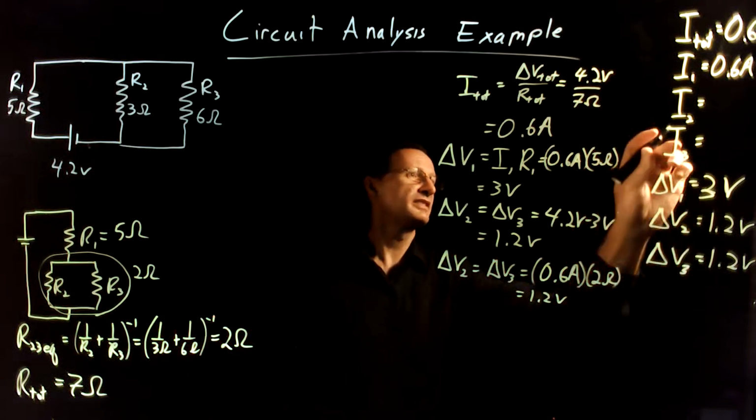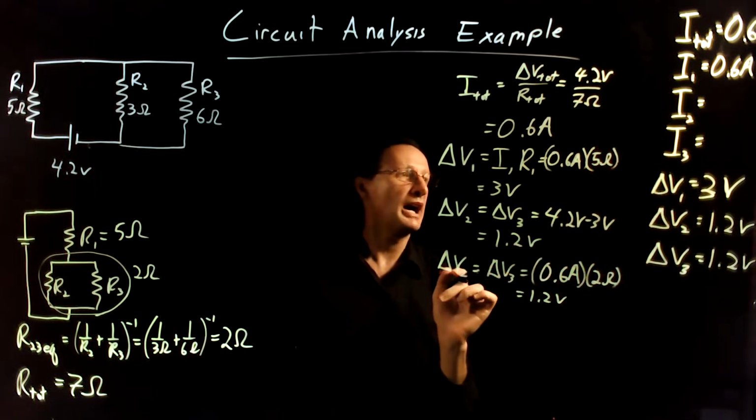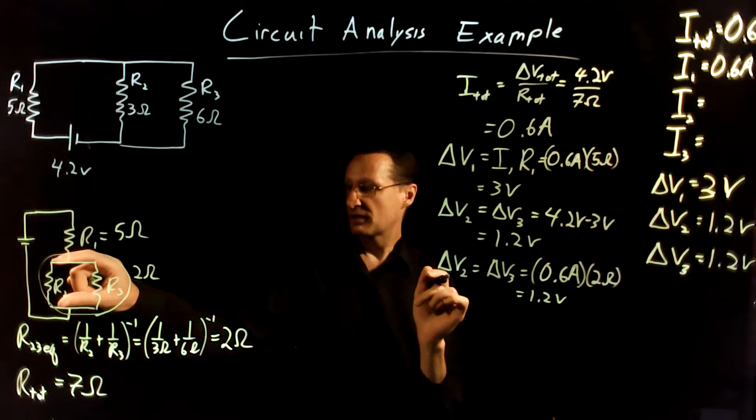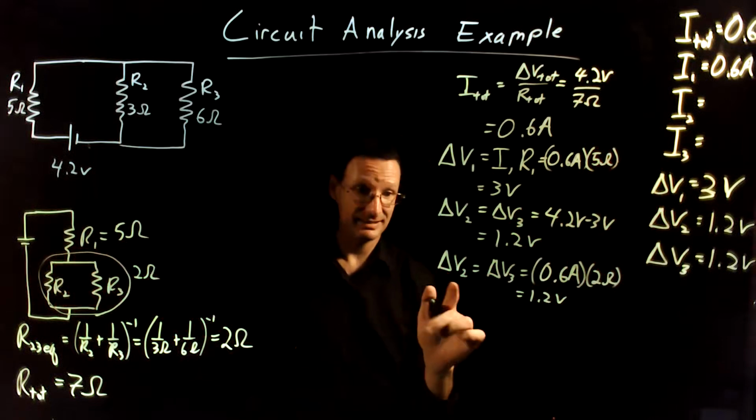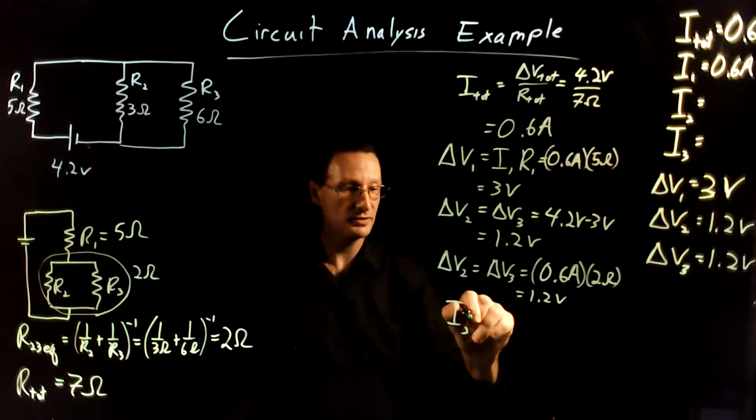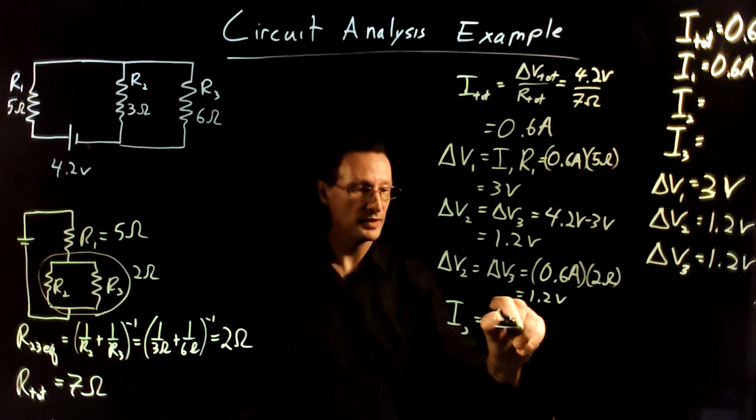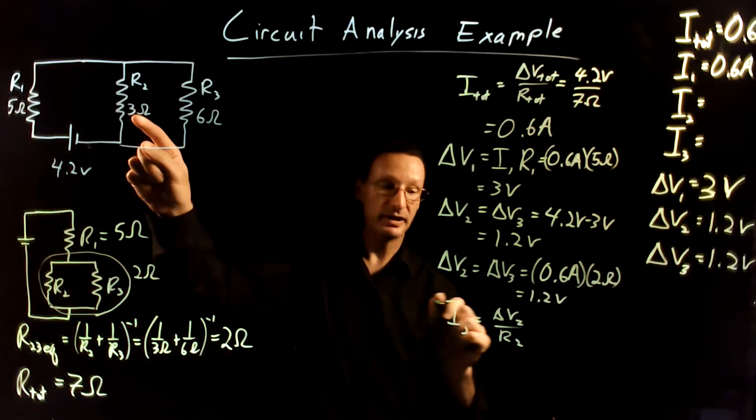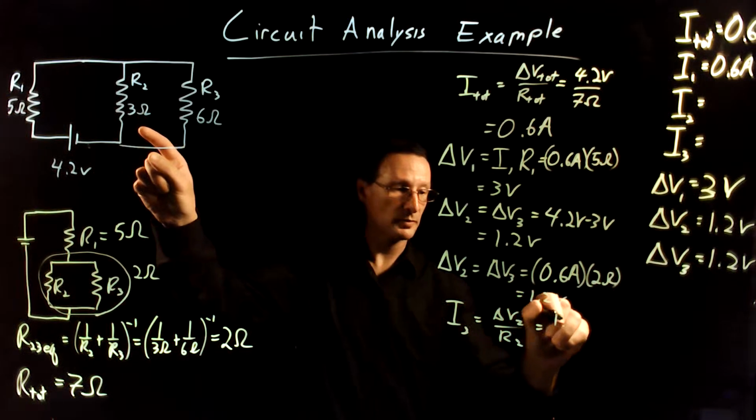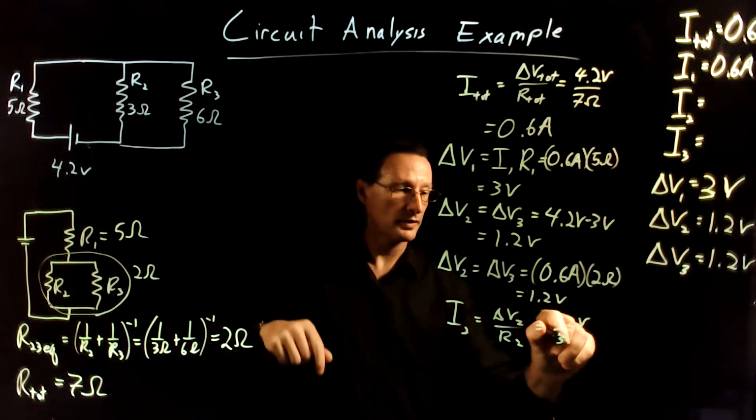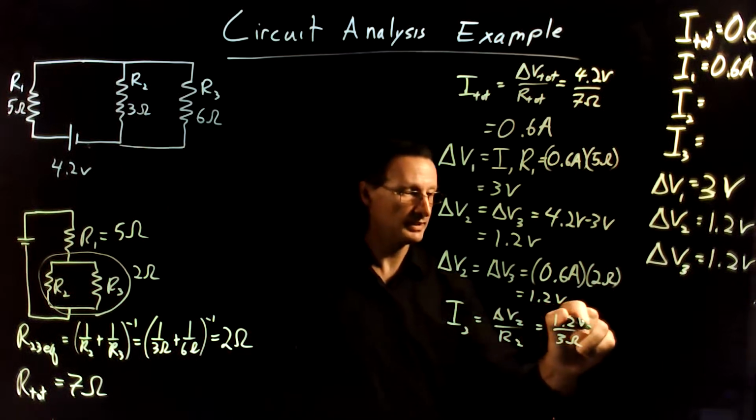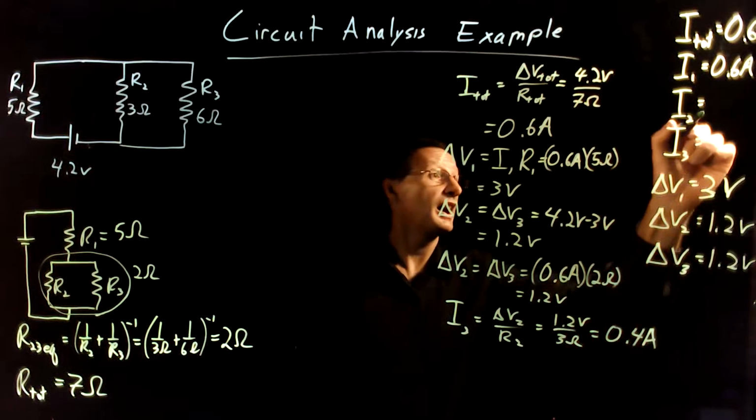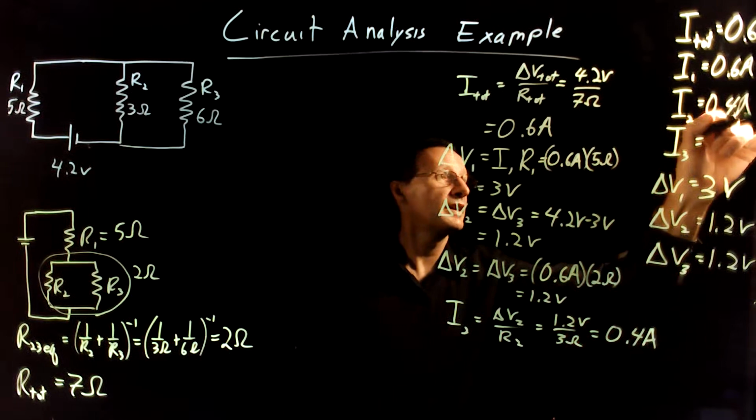All right, so I've got most of these. Now I need to know what the currents through R2 and R3, I2 and I3, are. Because I know the voltage drop across R2 and R3, I can get that. So the way to do that is I2 is going to be delta V2 over R2. R2 is going to be 3 ohms, and the voltage drop is 1.2 volts. So 1.2 divided by 3 is going to give me 0.4 amps. So I2 is 0.4 amps.